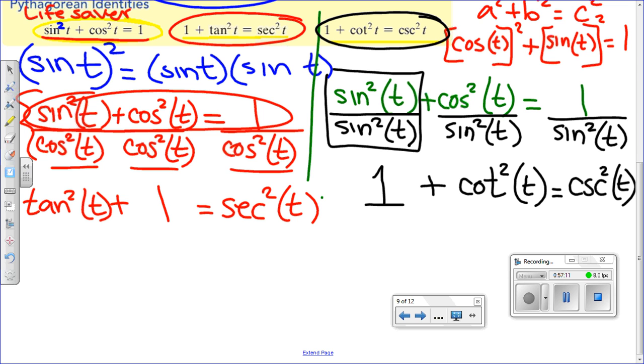Good question, could we have tangent square of the angle plus 1? Is that the same as what we have here? Yes, they are the same because addition is commutative. So yes, that's okay.